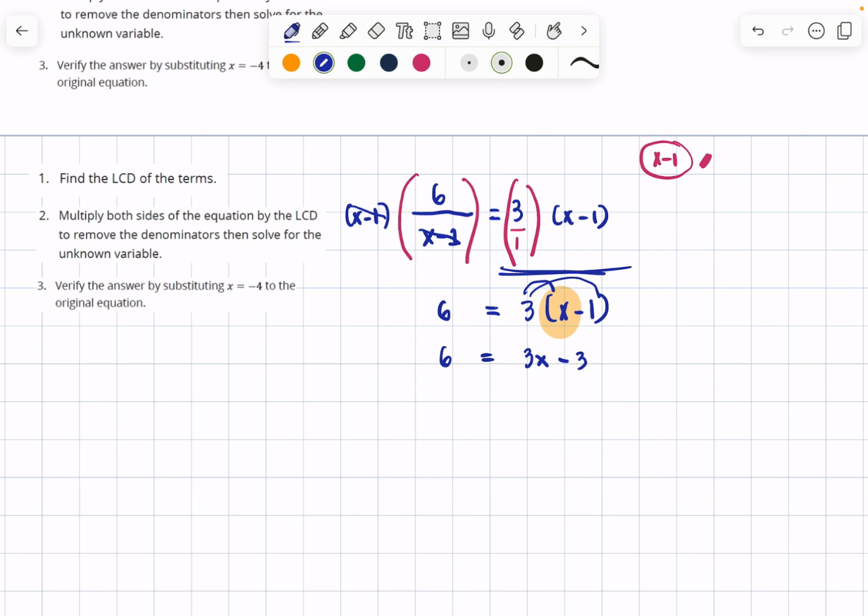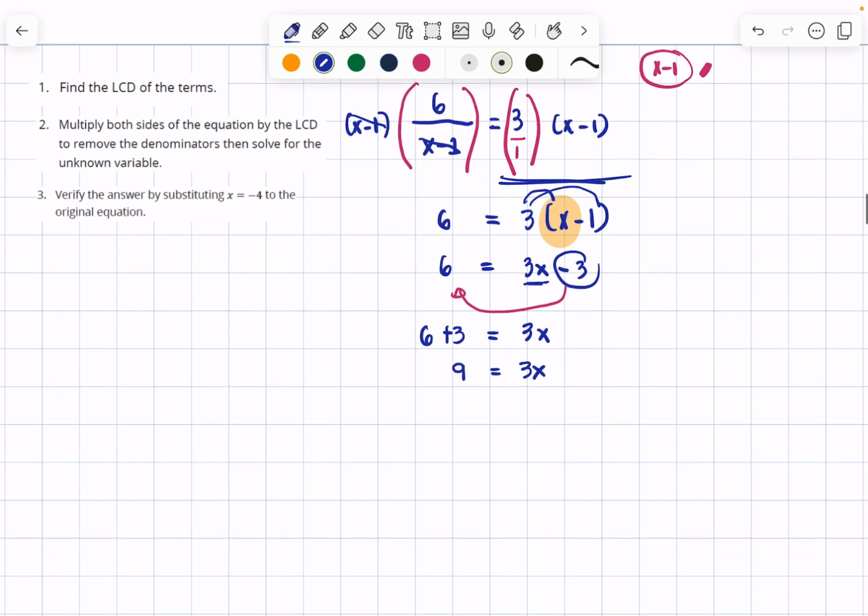After having that, solve for the unknown variable. Since we only have one term with the variable, it should remain on the right side. Now, negative 3 we have to transpose to the left side. So you will have 6 plus 3 is equal to 3x. So 6 plus 3, that is 9, is equal to 3x. Then in order to get the value of x, you have to divide both sides by 3. So x is equal to 9 divided by 3, that is 3.